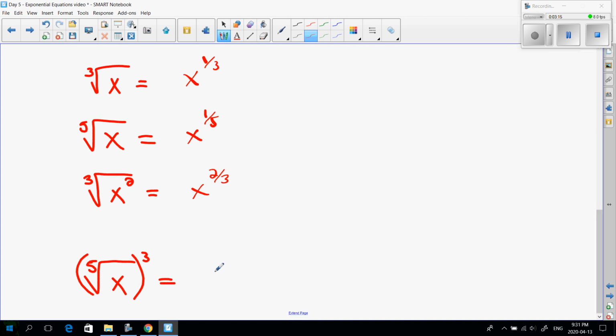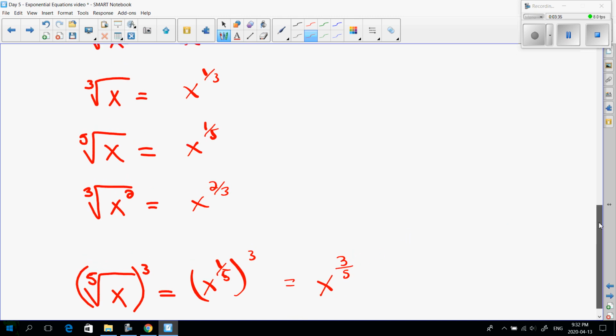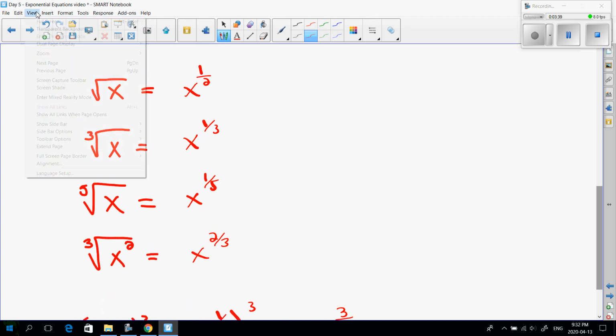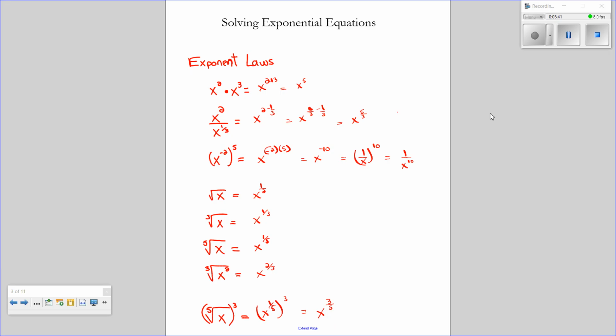This last one, inside the brackets, if I did that first, that would be x to the 1/5. And then it's all raised to the 3rd. Now remember our rule up above, when you raise a power to a power, this would become x to the 1/5 times 3, which would be 3/5. That's just a quick review of some exponent laws that you've learned previously.